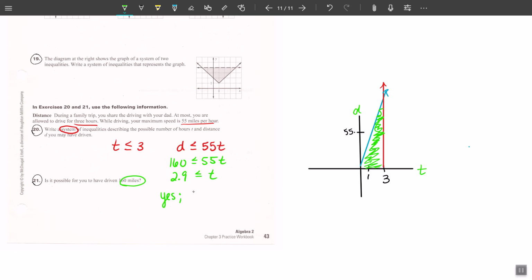If you drove that long, then your point on the graph would be an x of 2.9, or in this case a t of 2.9, and a d of 160. And so if you found that on the graph, it would definitely lie within this shaded area, and it would be towards the upper region because you're almost to the max of your time allowed. So it would be up in the upper region of that shaded area.